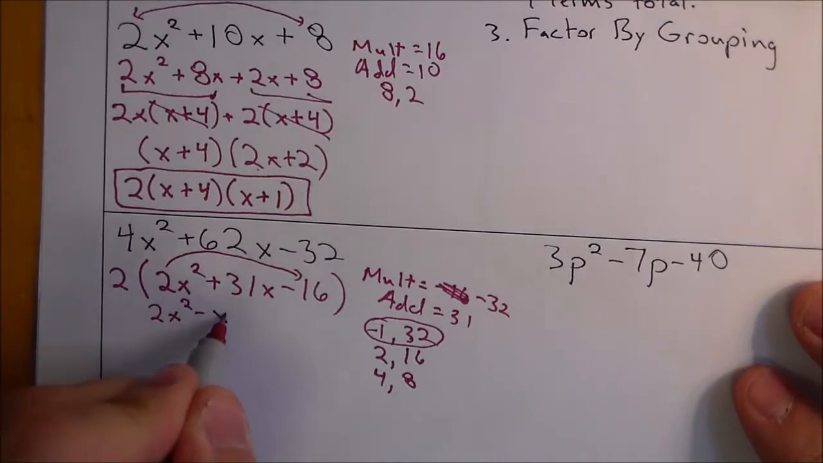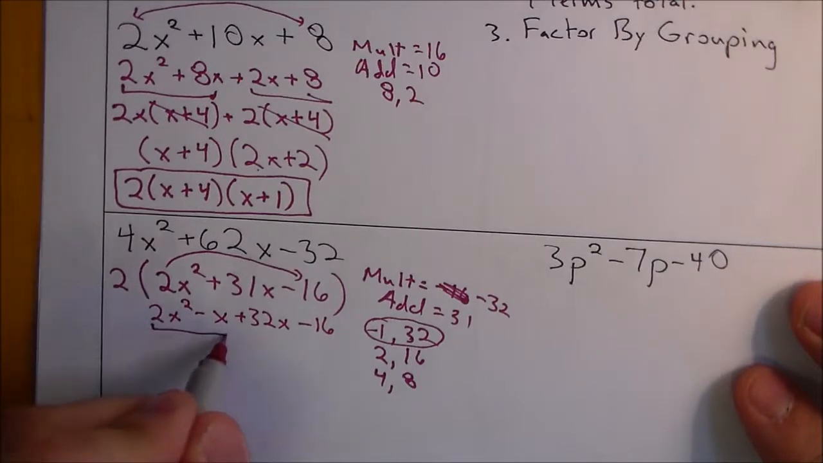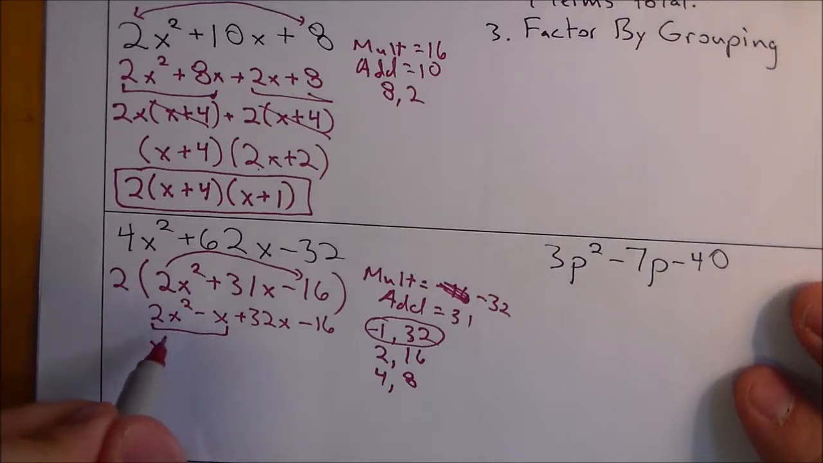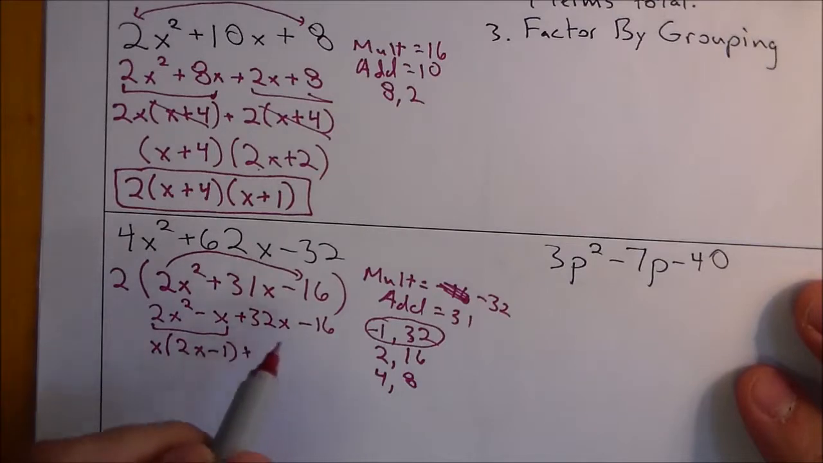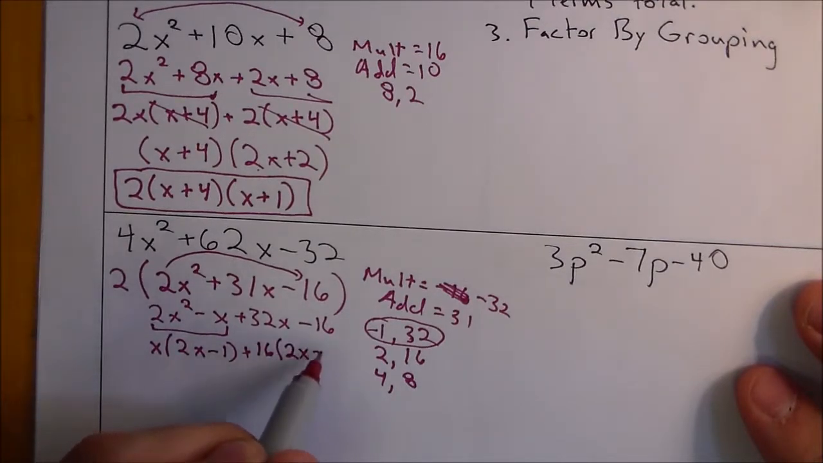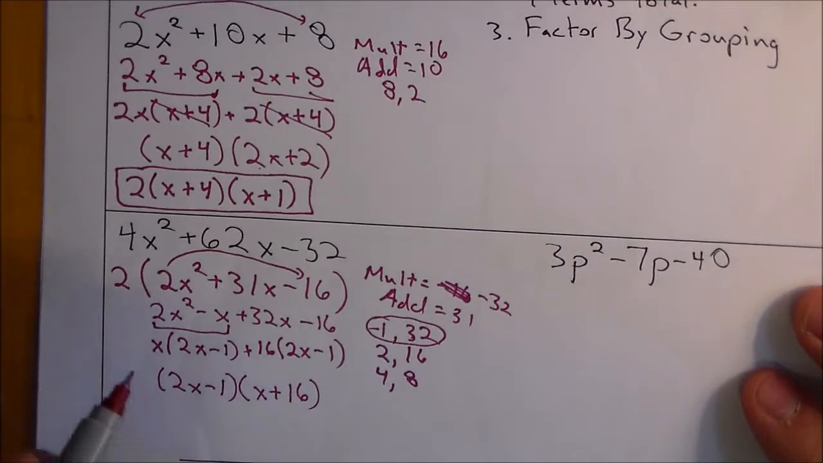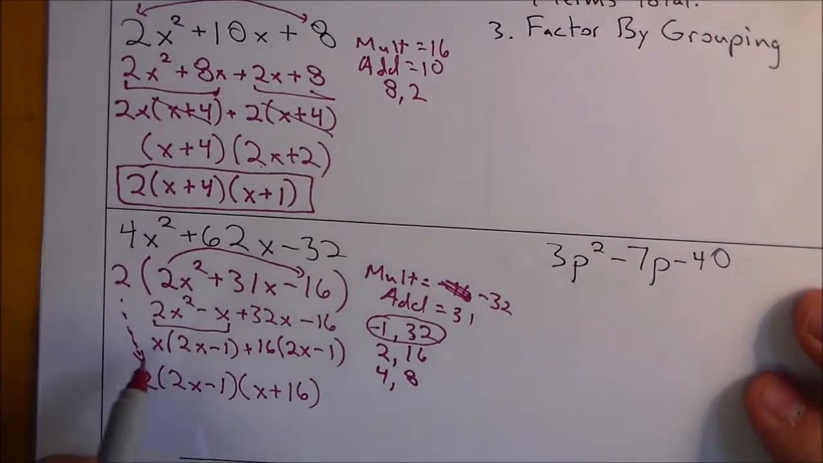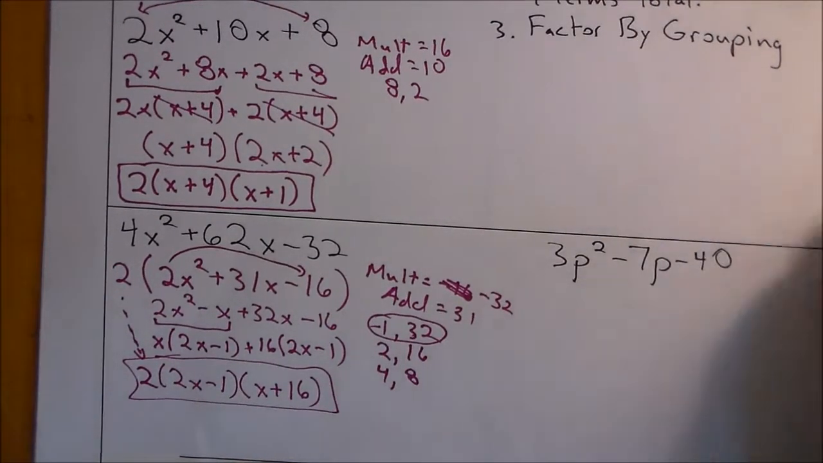So 2x squared minus x plus 32x minus 16. I factor an x out of the first two, leaves me with 2x minus 1. I'm going to factor a 16 out of the next two, 2x minus 1. So my factors are 2x minus 1 and x plus 16. Bring down the 2, and my 3 factors: 2 times 2x minus 1 and x plus 16.